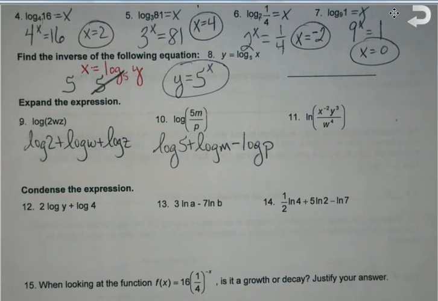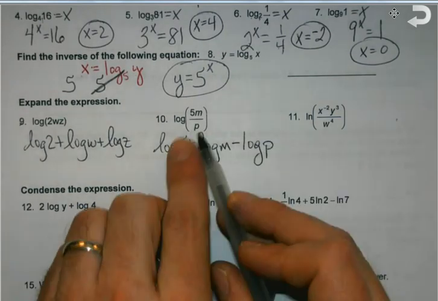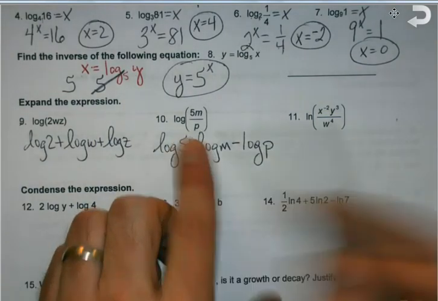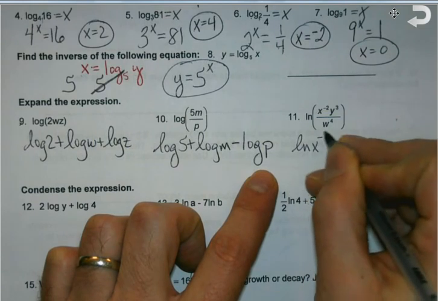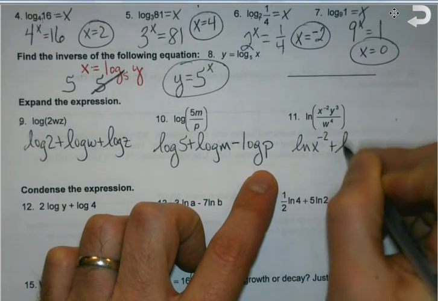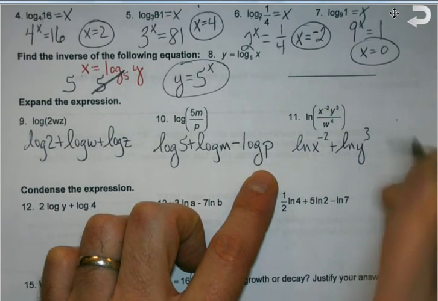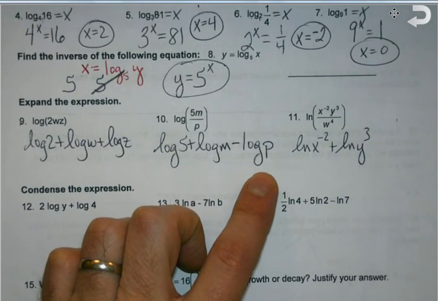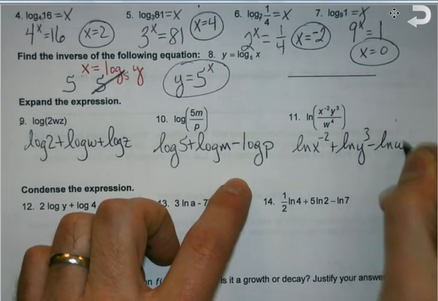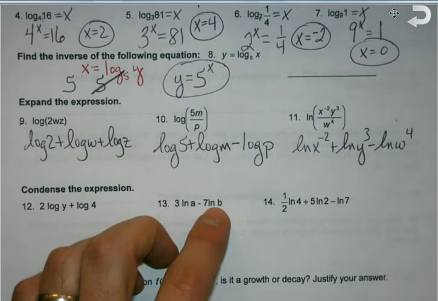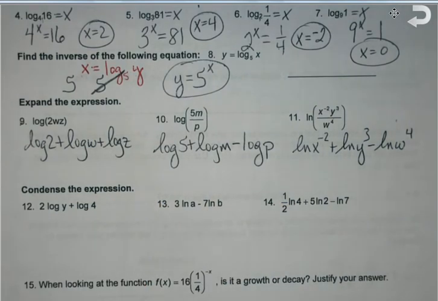Now, don't treat natural log any different than you'd treat log. Rules still apply. So I'm going to do this at the start really similarly to what I did in 10. I'm multiplying these two together. So I've got the natural log of x to the negative second plus the natural log of y to the third. And then just like here, my division is subtract. Am I done? Not quite.